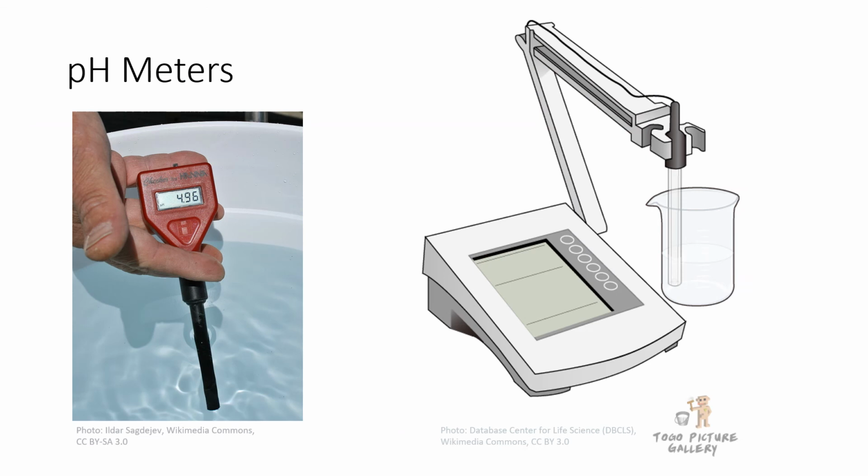pH papers or indicators have limitations on their accuracy. More accurate pH measurements are obtained with a digital pH meter. Digital pH meters require calibration. Calibration means checking an instrument to see if it's accurate. Calibration of a pH meter is done using substances with known pH levels.